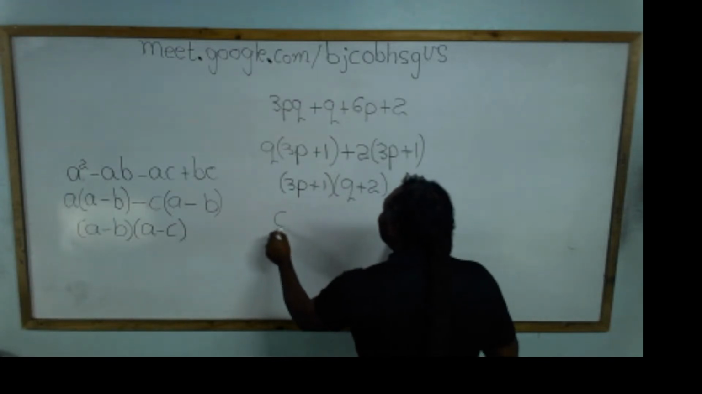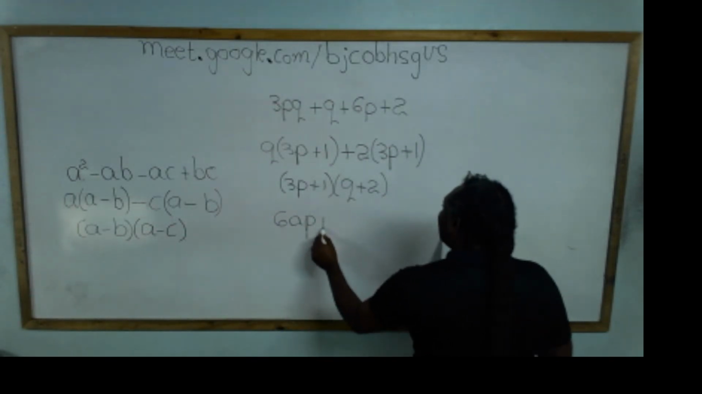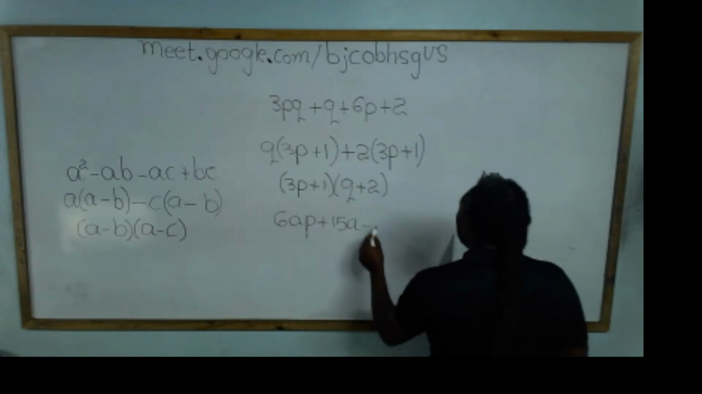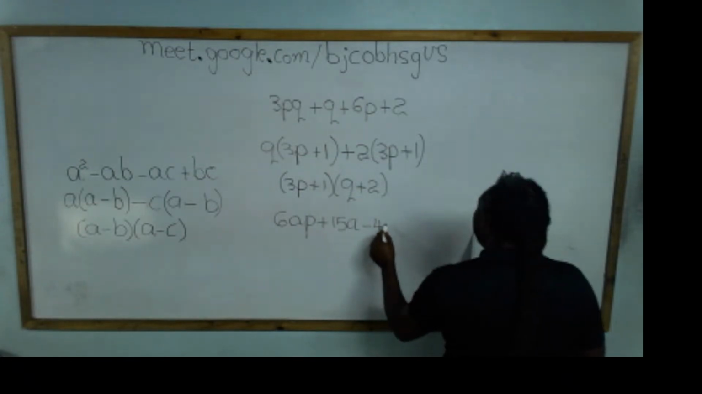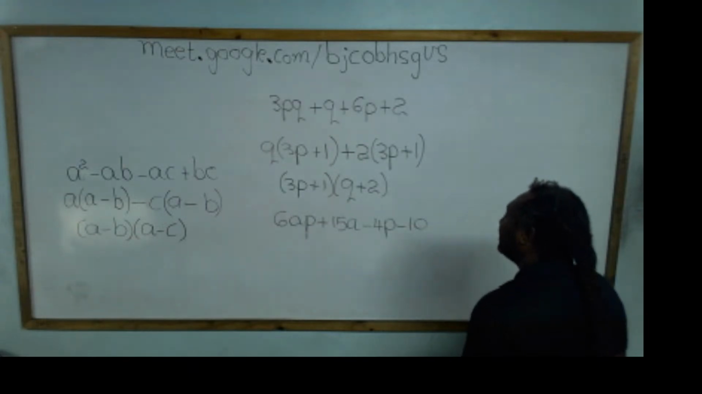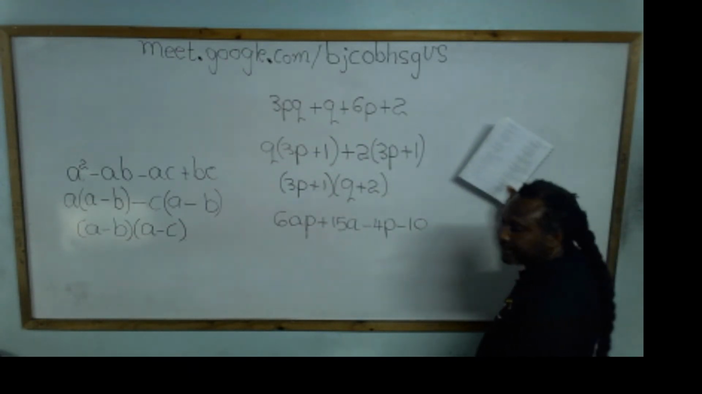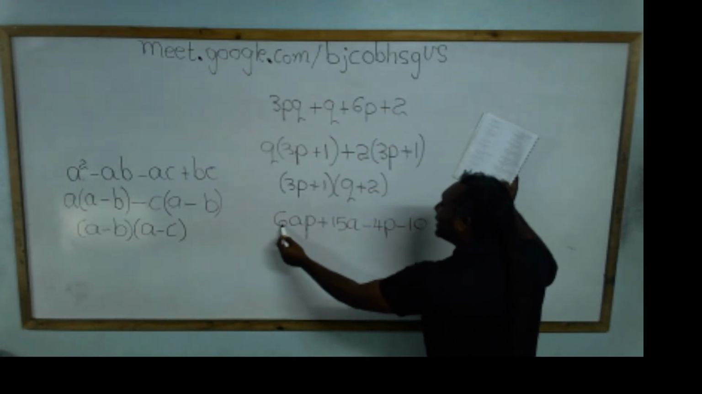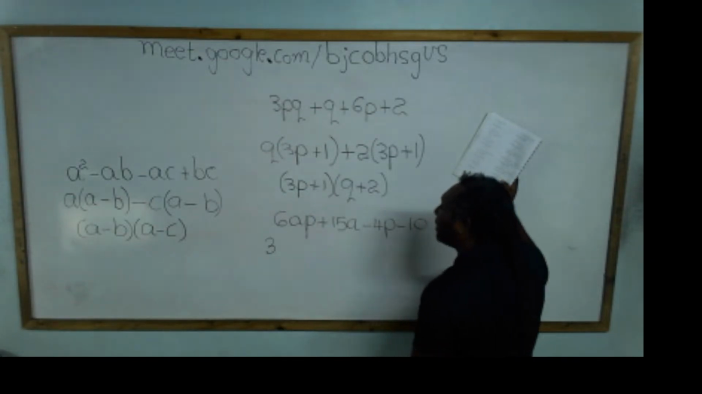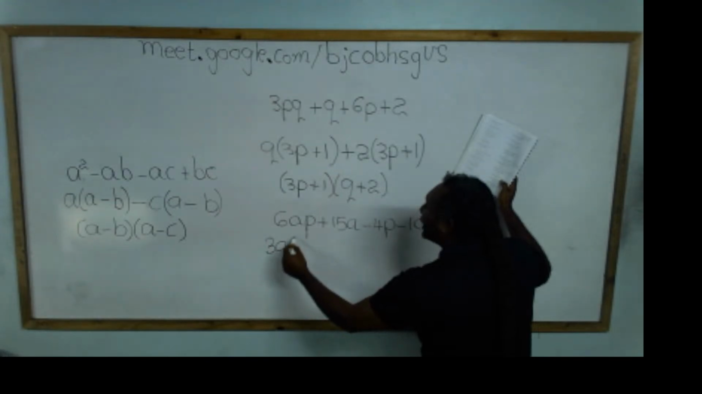So we have 6AP plus 15A minus 4P minus 10. So what do we say? What is common? Of course, common in 6 and 15, we have 3. Then we have common in AP and 15A, the A is also common. So that's your common factor.